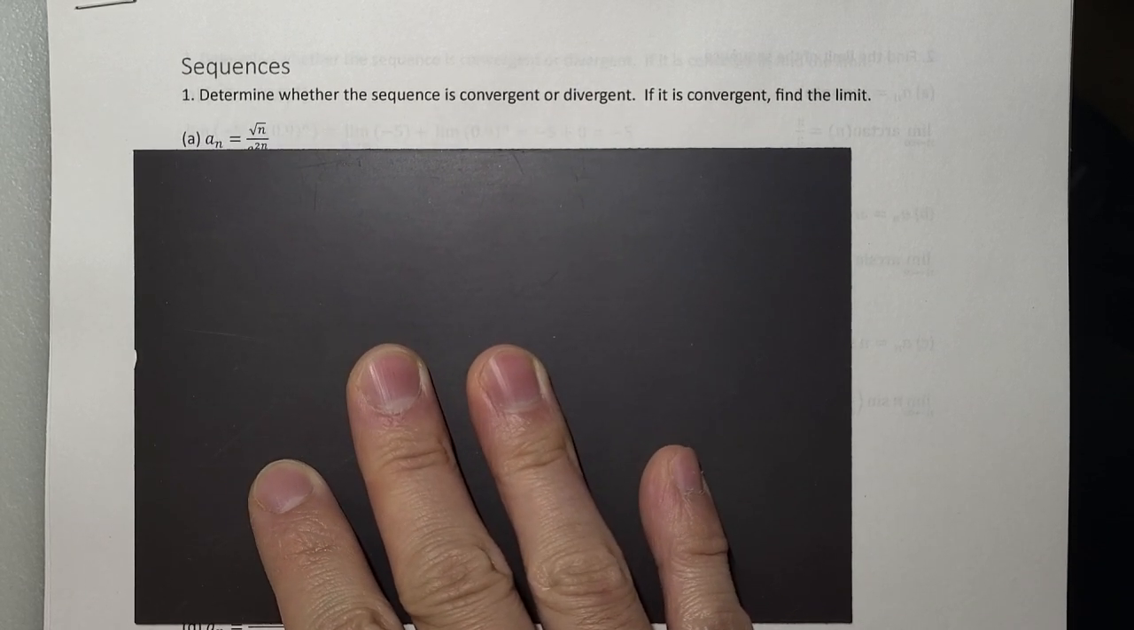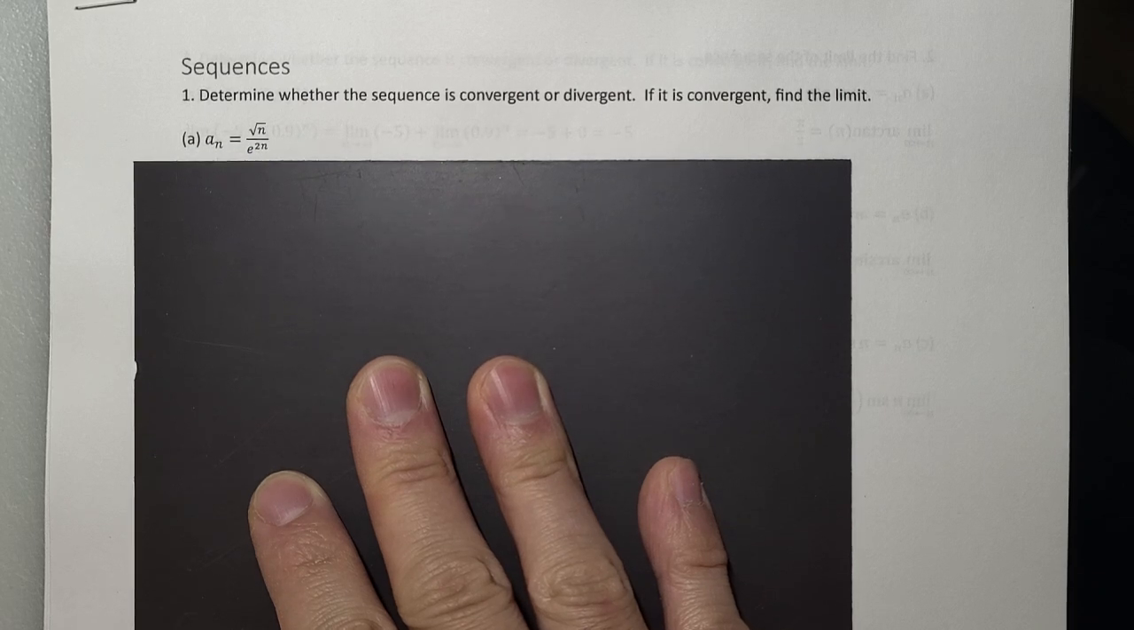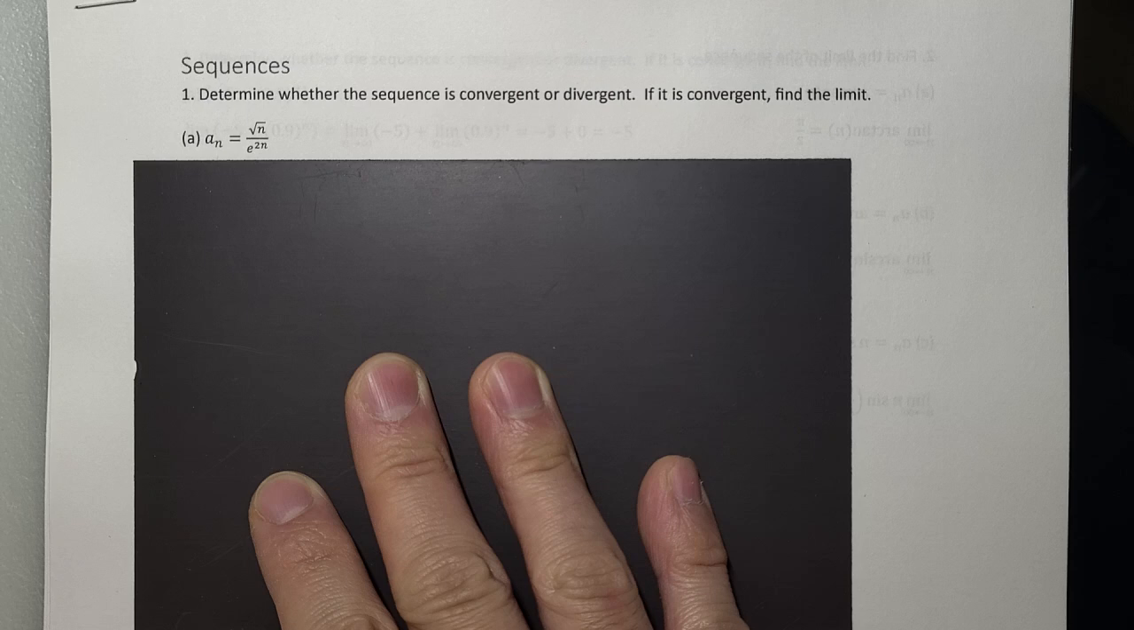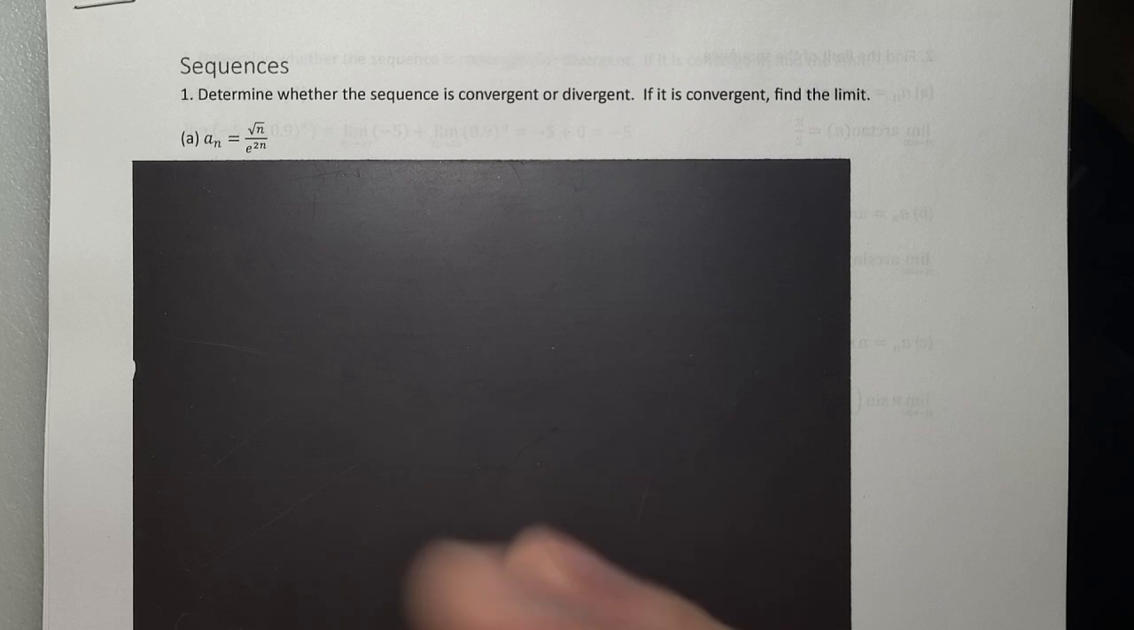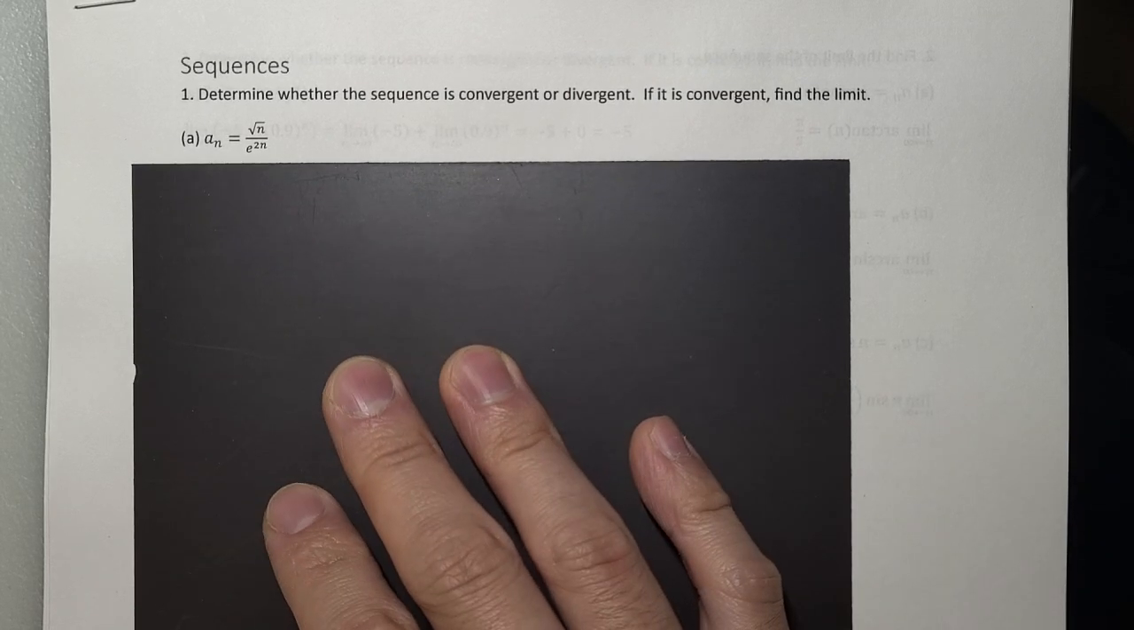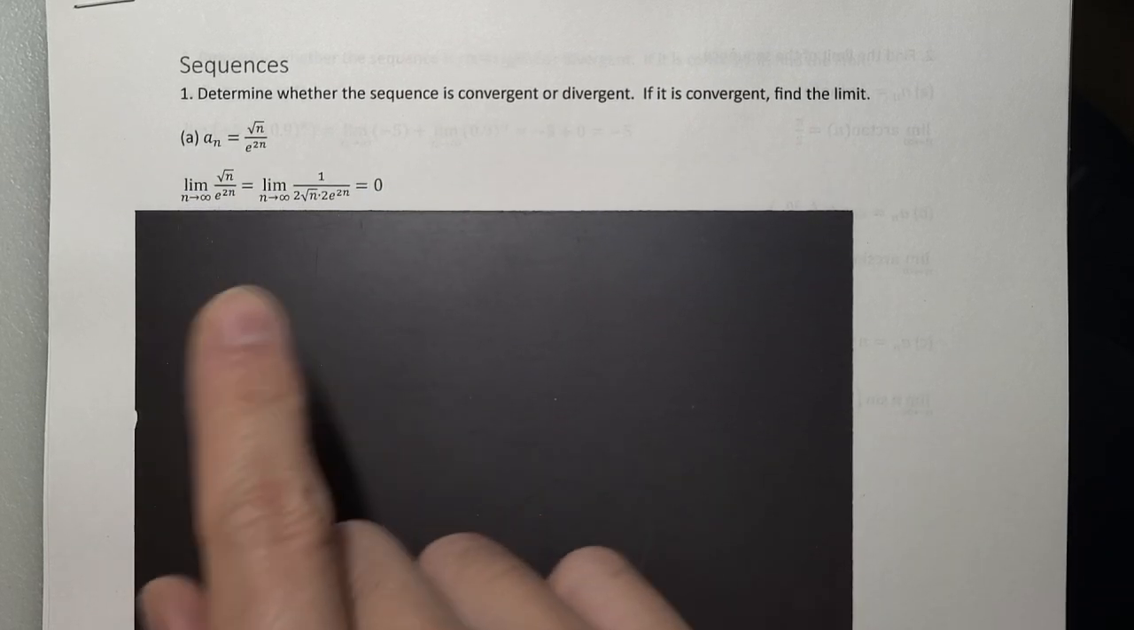Determine whether this sequence converges or diverges. If it converges, find the limit. So we have this sequence here: a sub n is square root of n over e to the 2n. The procedure is you just want to take the limit as n goes to infinity of the guy. It's always like that.